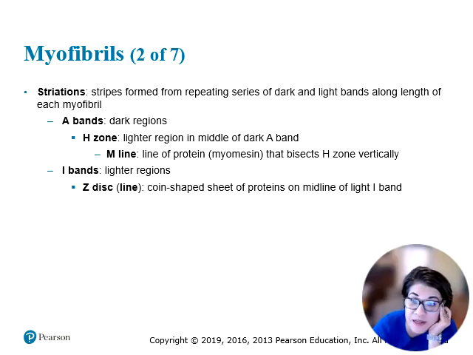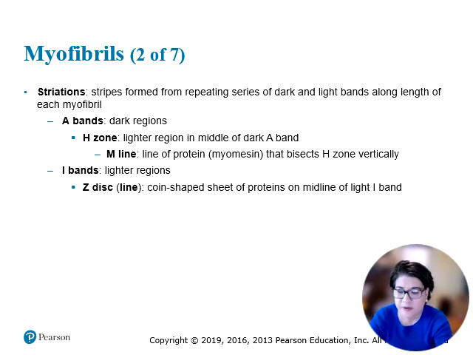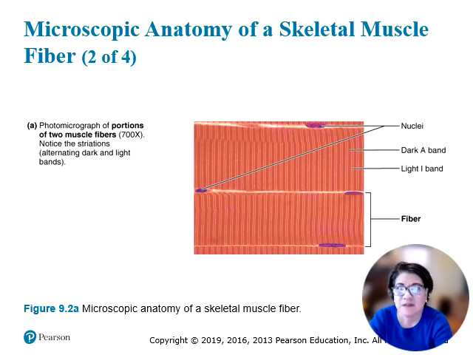So there's the M line and the Z line. These are like zigzag little pleats on the light part of the myofibril. Okay, let's see what it looks like.